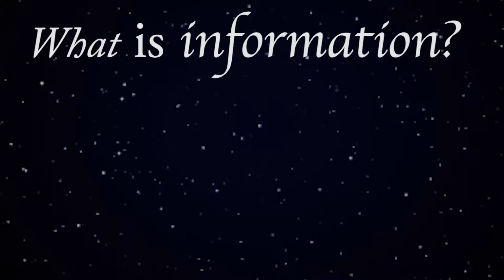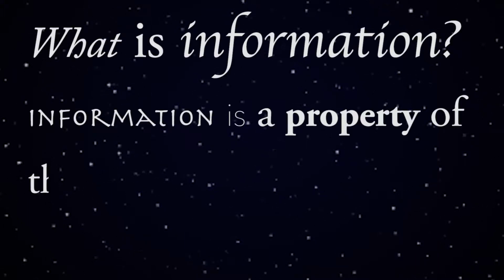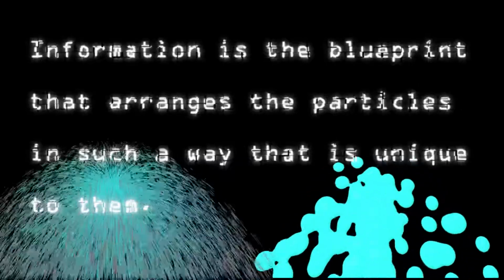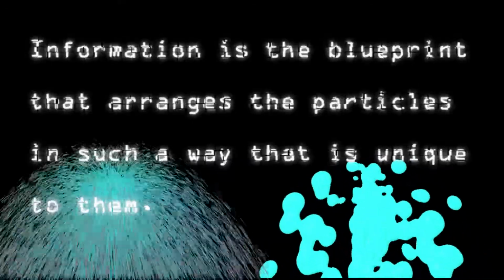What is information? Information is a property of the arrangement of particles. Everything in the universe is made up of the same fundamental particles, but information is the blueprint that arranges the particles in such a way that is unique to them. For example, both graphite and diamond are made up of carbon molecules. What is different between them is the arrangement of their particles, their information, the thing which makes them, them.